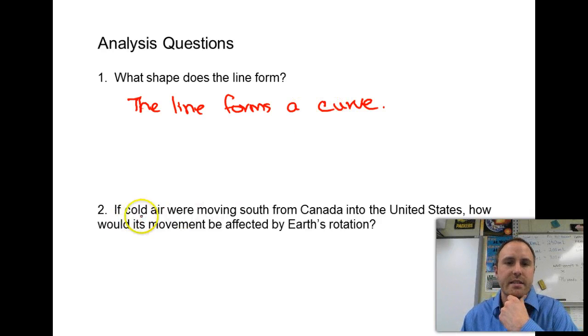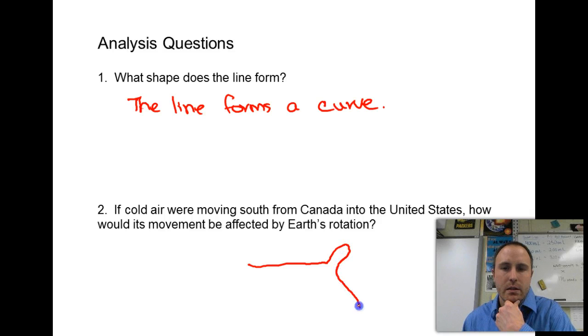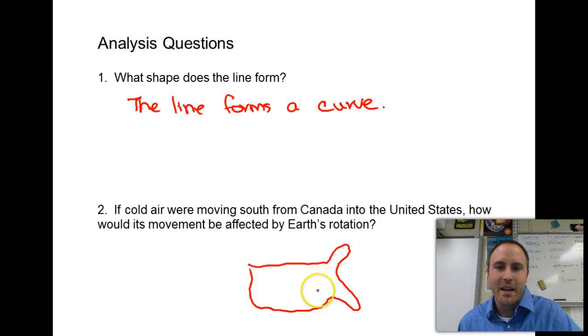And then it says, if cold air were moving south from Canada into the United States, so let's try to draw the United States, and so there's the United States. Looks like a dog's leg, but we'll work with it. And if Canada is up here, and we know that we have winds that are blowing straight down from Canada, how would its movement be affected by Earth's rotation?